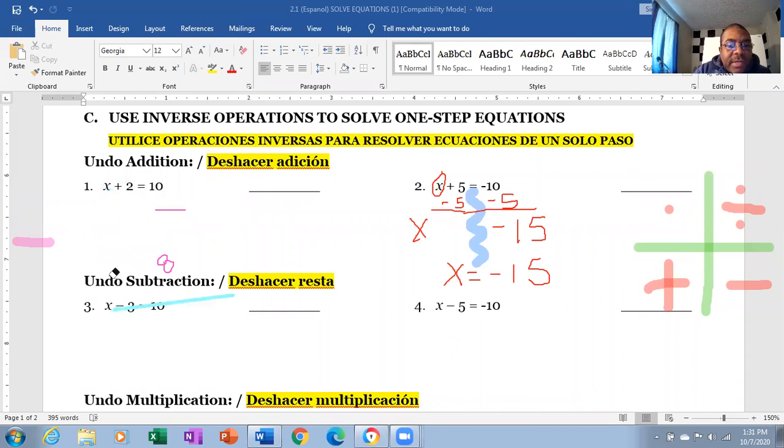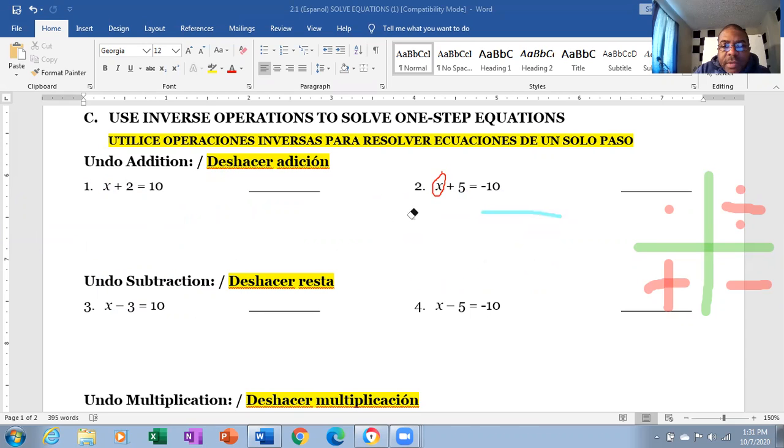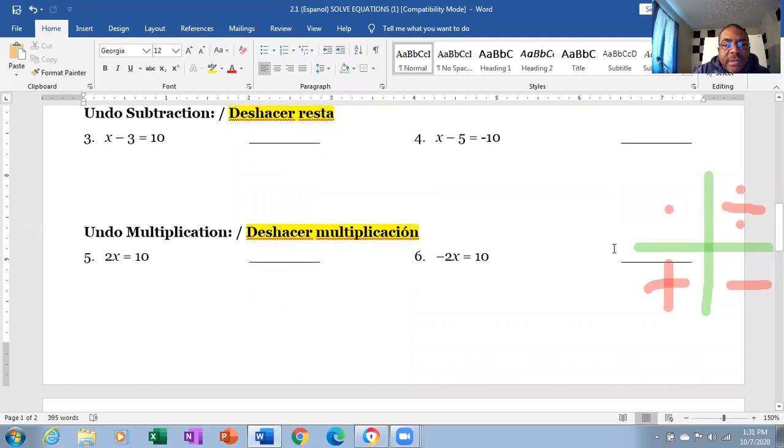Well, let's get rid of all of this and let's work on number 3, because we've done the undo addition part. Now we're going to undo multiplication and subtraction. We'll start with undoing subtraction. What's the opposite of negative 3? It's positive 3. So the opposite is positive 3 on both sides of the river. So add 3 on both sides.